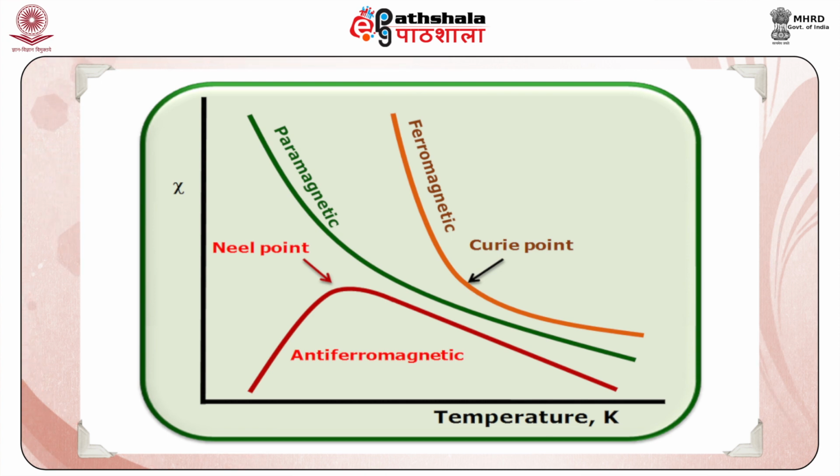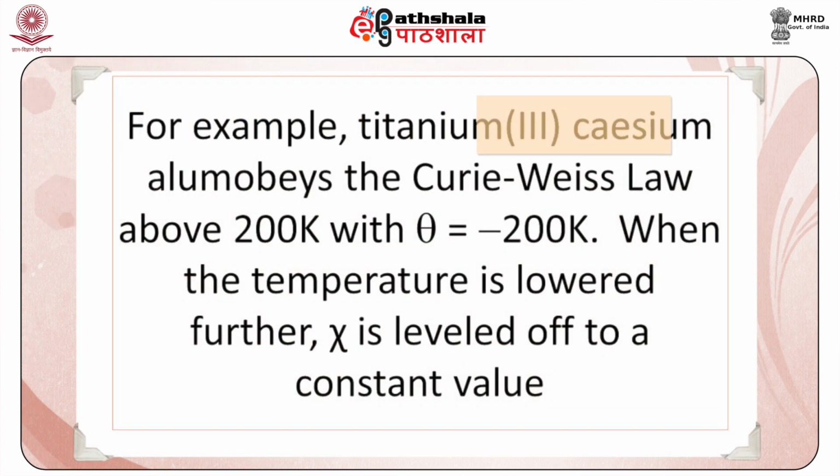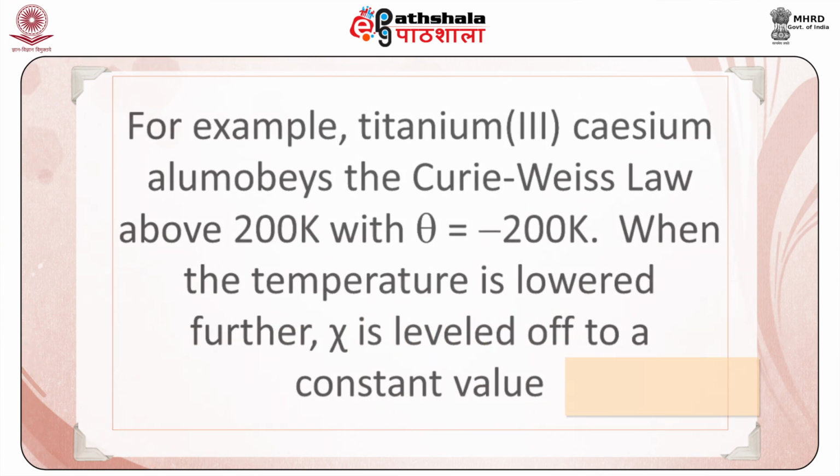Sometimes theta has a negative value, but the material does not show antiferromagnetic coupling. Therefore, a negative value of theta need not always imply an antiferromagnetic coupling. For example, titanium cesium alum obeys the Curie-Weiss law above 200 Kelvin with theta equal to minus 200 Kelvin. When the temperature is lowered further, chi levels off to a constant value.